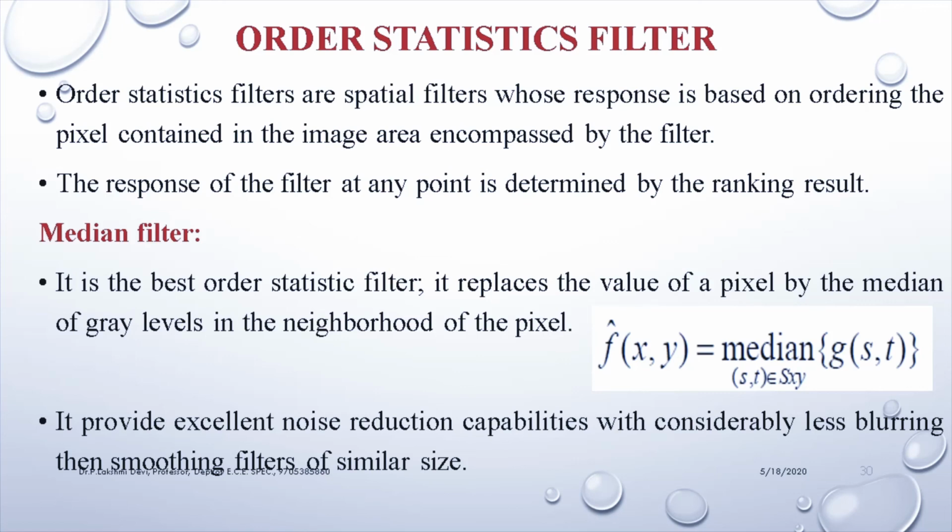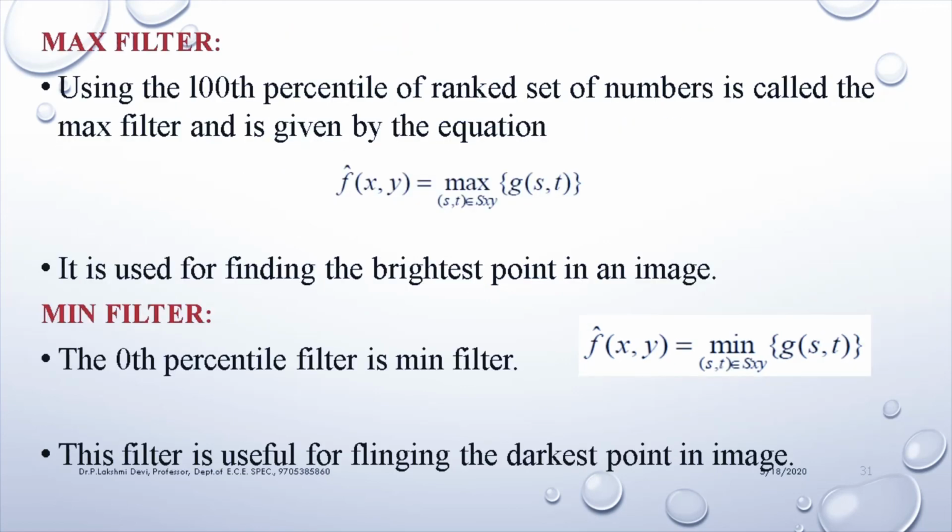Let us see the next filters in order statistic filters: max filter, min filter, midpoint filter. These are the filters. Let us see now here. First, max filter. Using the 100th percentile of a ranked set of numbers is called the max filter and is given by the equation f cap of xy is equal to max of g of st, with st belongs to Sxy.